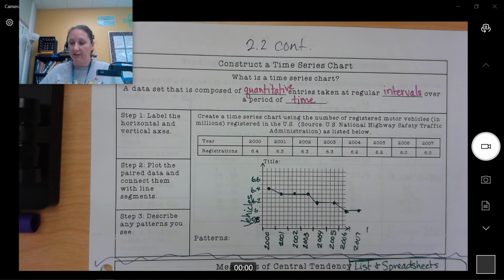Okay, so that is all of our charts for 2-2. On the next video for 2-3, we're going to talk about measures of central tendency, and I'm also going to show you how to do those on Desmos.com and on the TI Inspires for each specific class.